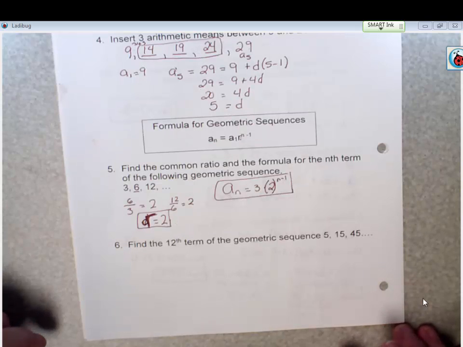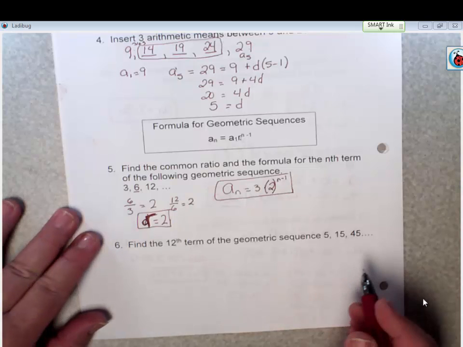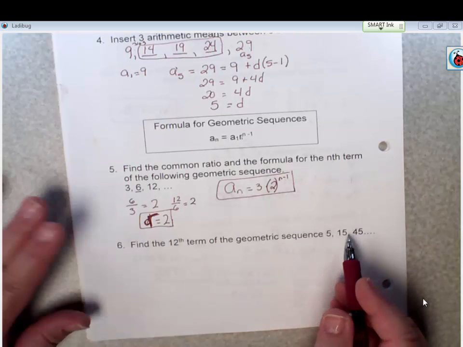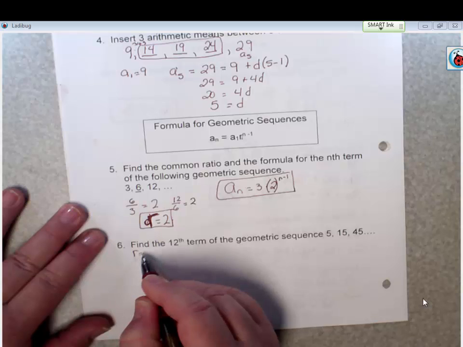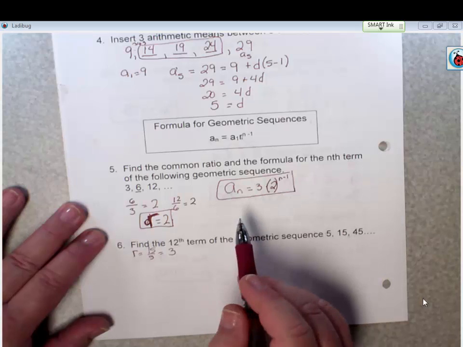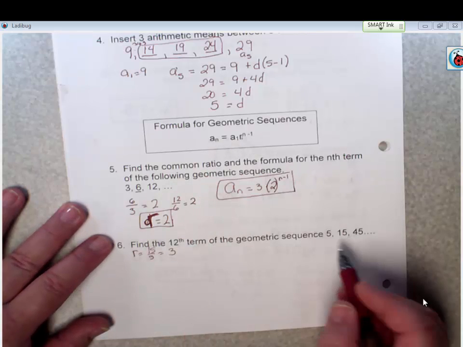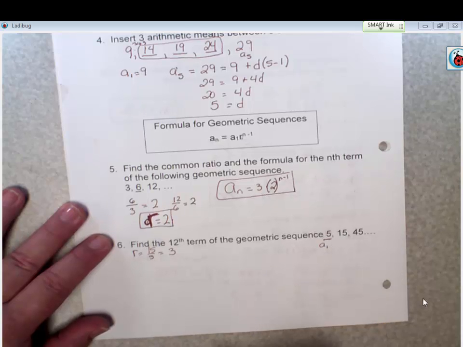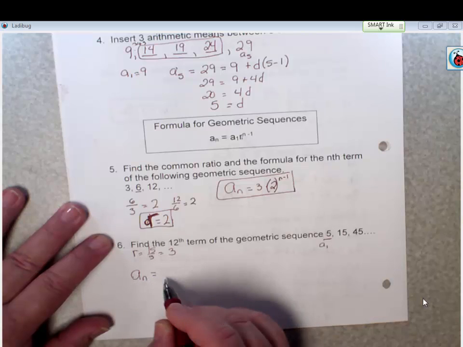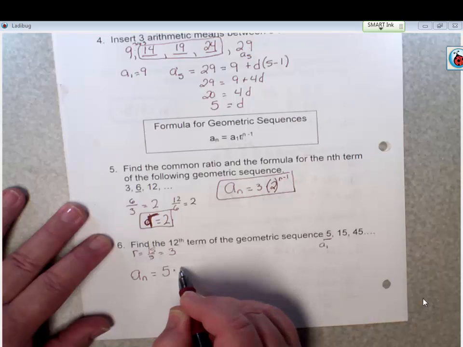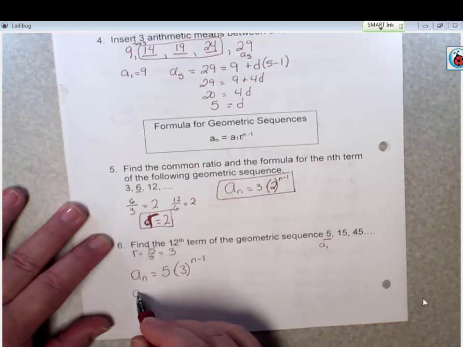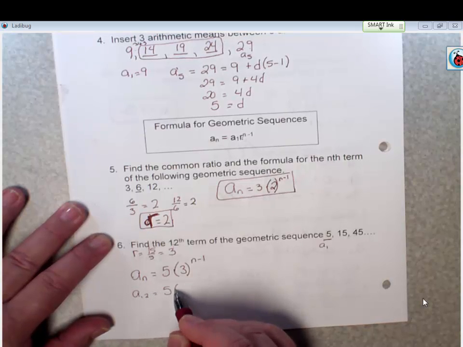All right, so find the 12th term of the geometric sequence. We're going to start off the same way. They told us it's geometric, so we don't have to figure it out. So r is going to be 15 divided by 5, which is 3. Using our formula, we need a sub 1. So there's a sub 1, and then we're looking for the 12th term. So our overall formula is a sub n equals 5 times 3 to the n-1, and since 12 is n, we'll replace n with 12.